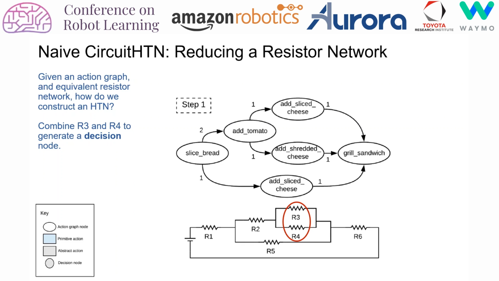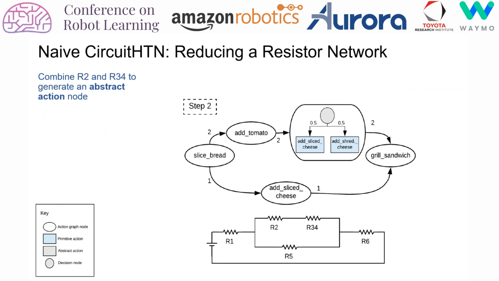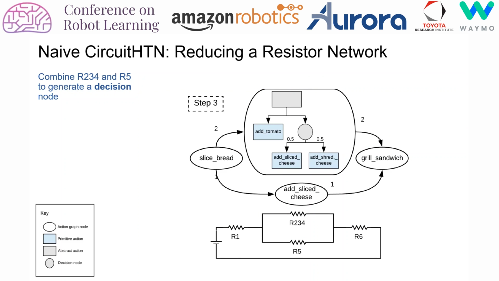resistors in parallel. We combine the equivalent nodes in the action graph with a decision node. Here, we see R3 and R4 combined with a decision node. Next, we combine R2 and R34, which are in series. We combine the two equivalent nodes in the action graph with an abstract action node. And this is the result.